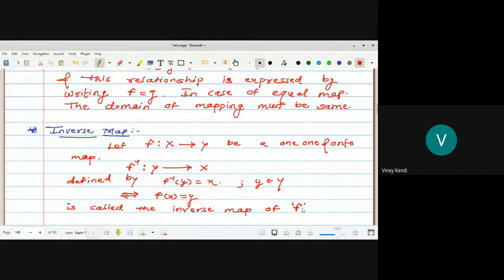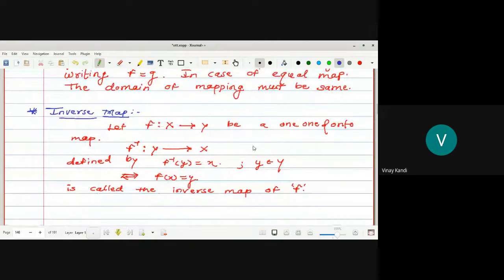Now, up to here, inverse mapping: if f is a function from X to Y, one-one and onto, then f inverse is the mapping from Y to X. But the necessary condition is what? The function must be one-one and onto. If the function is not one-one and onto, you cannot define the inverse function.